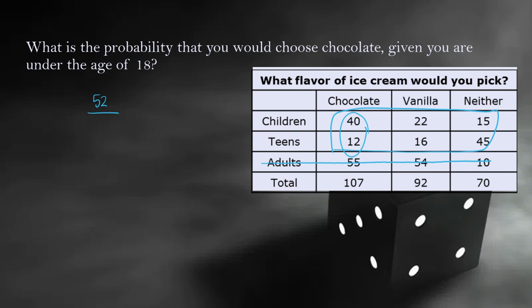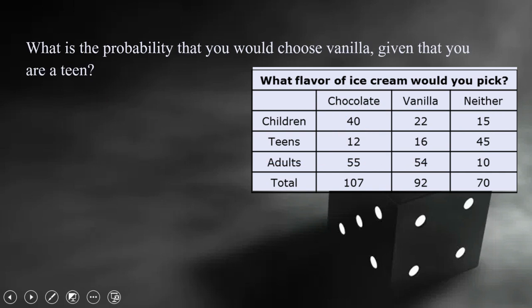out of, but then we need to add up these 6 numbers here. So 40 plus 22 plus 15 plus 12 plus 16 plus 45, and that means out of 136. Okay, and then of course we can reduce this, and let's divide by 4, and we get 13 over 34.